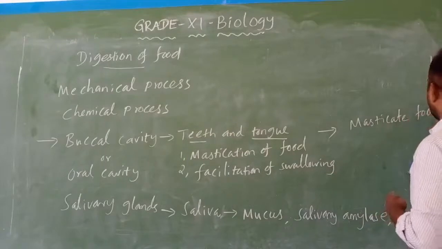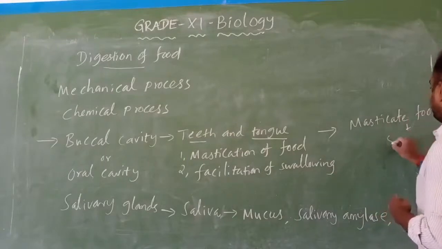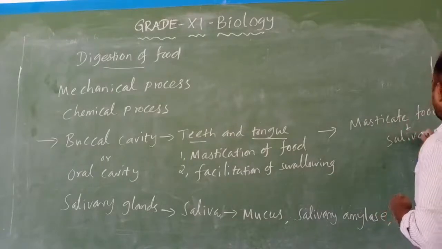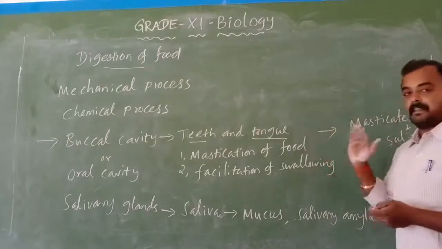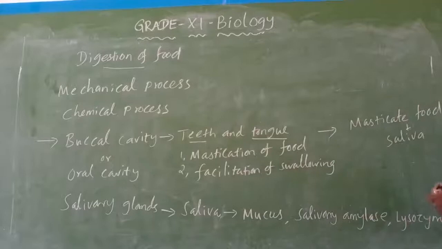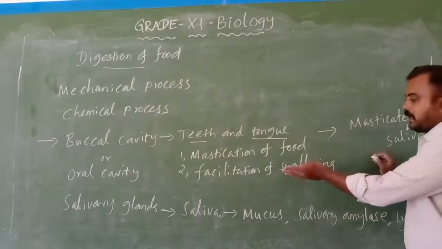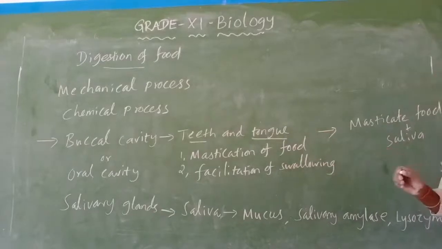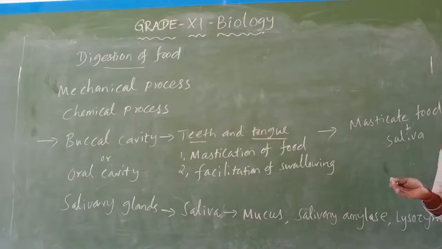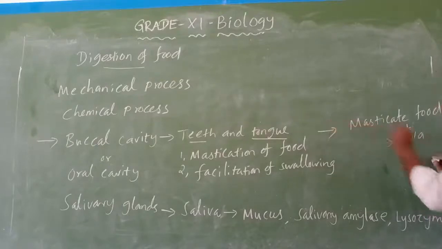That masticated food particles are combined with what? Saliva. So saliva and food are mixed together by the teeth and tongue. The next one, the oral cavity facilitates swallowing, in which the food enters into the pharynx. That process is called swallowing, right? It is done by the tongue.